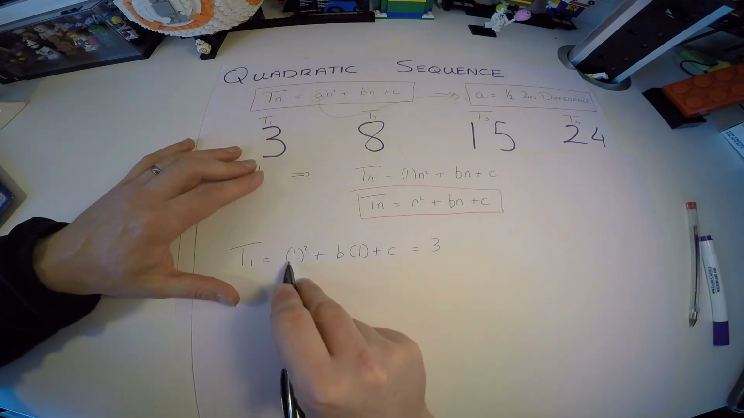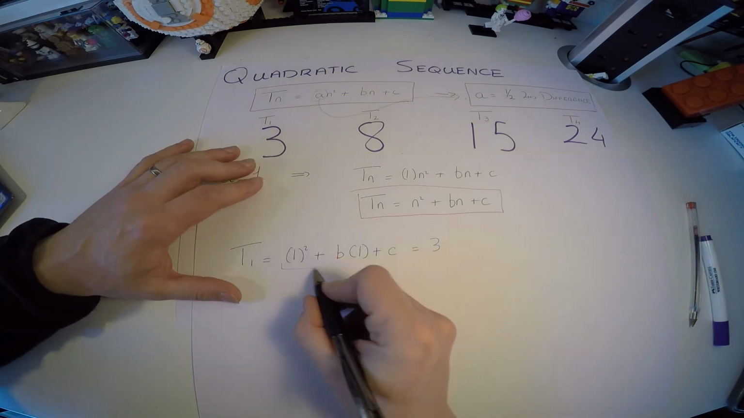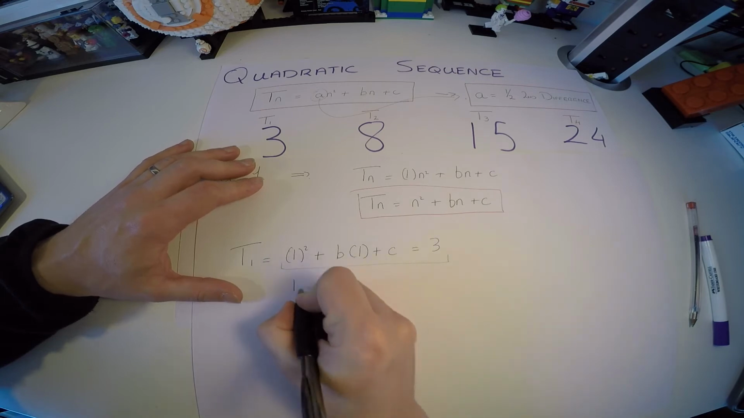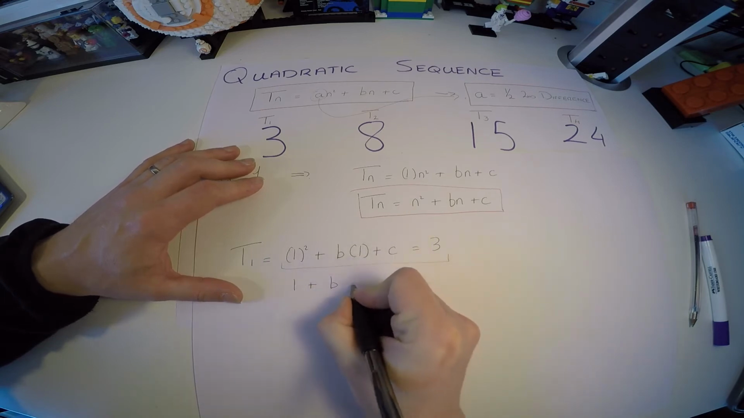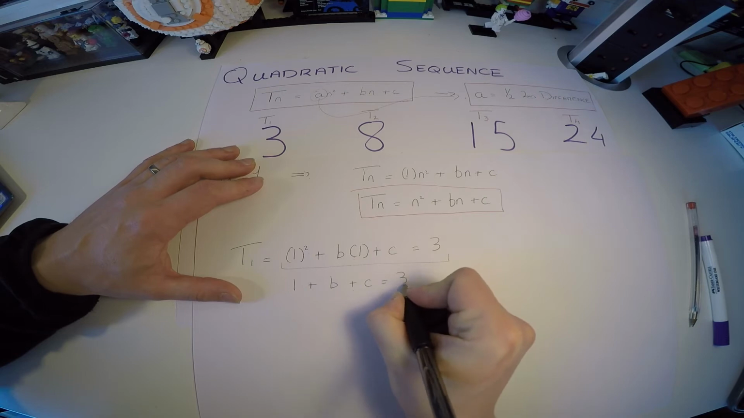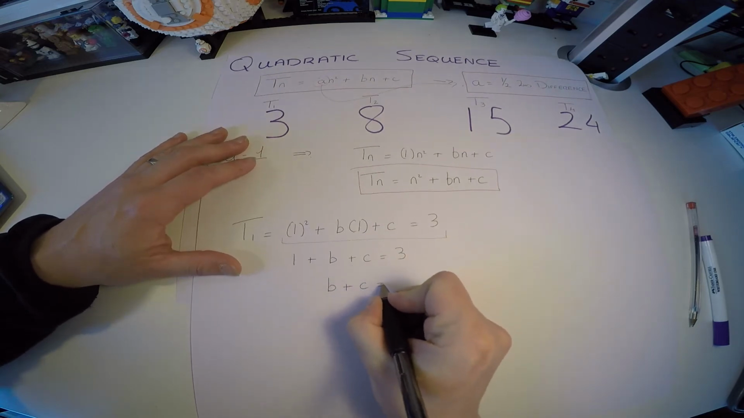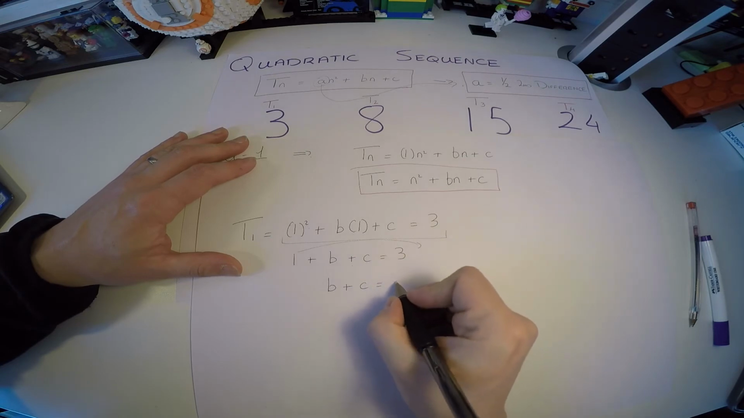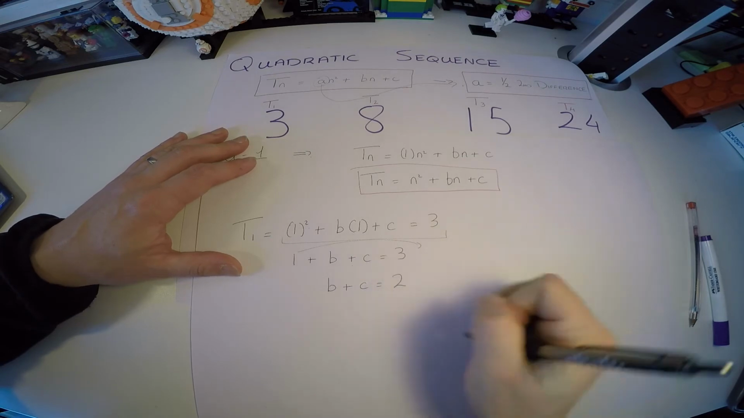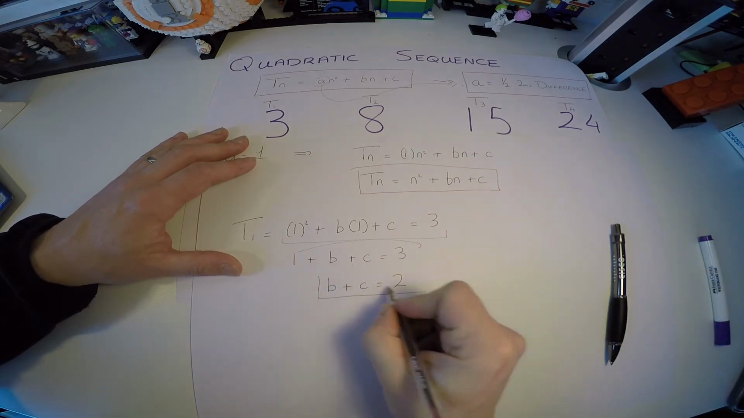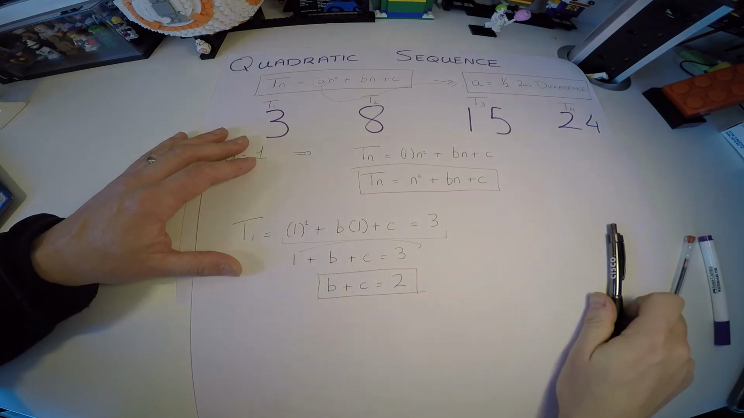So actually from that, we can do a little bit of tidying up here on this section. 1 squared is 1. B times 1 is just b. And of course, c is equal to 3. I can now make an equation in 2 variables as b plus c. 1 comes over as a minus. 3 minus 1, 2. So I actually have this equation now. B plus c is 2.